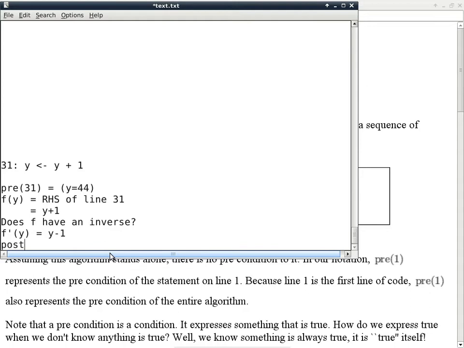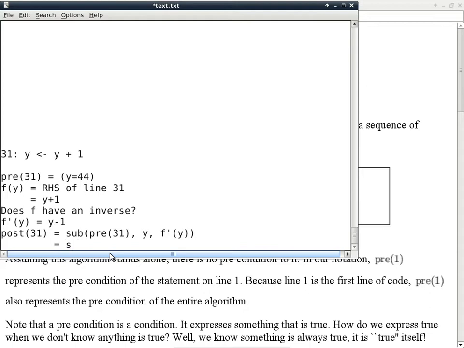The template says post 31 is the result of a substitution operation. What am I searching through? The precondition of the same line. What am I looking for? The left-hand side of the assignment, which is y. What am I replacing y with? Y minus 1, the inverse function of f applied to y.